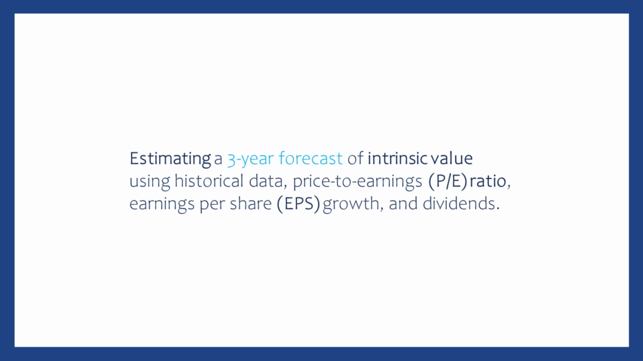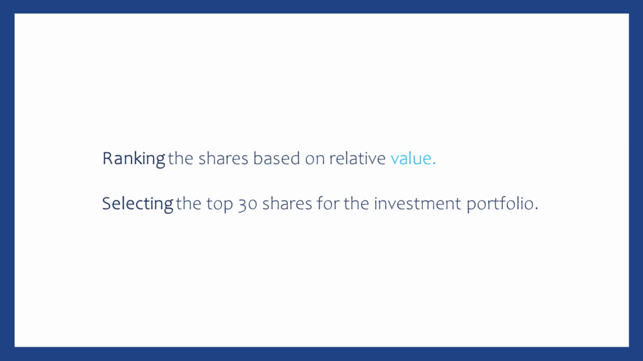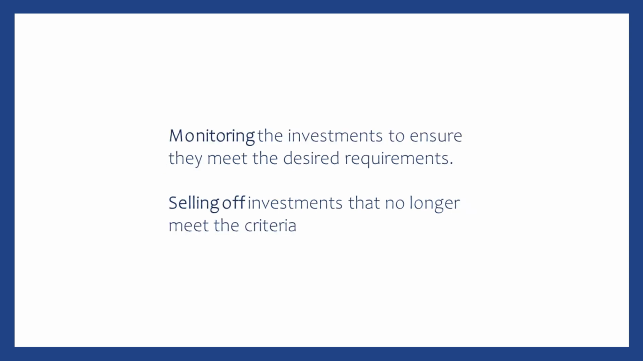Then, estimating a 3-year forecast of intrinsic fair value using historical data and factors like P/E ratio, EPS growth, and dividends. The shares are ranked based on their relative value, and the top 25 to 35 shares are selected for the investment portfolio. Regular monitoring of the investments is necessary to ensure they continue to meet the desired requirements and standards. If any investments no longer meet the criteria or standards, they are sold off.